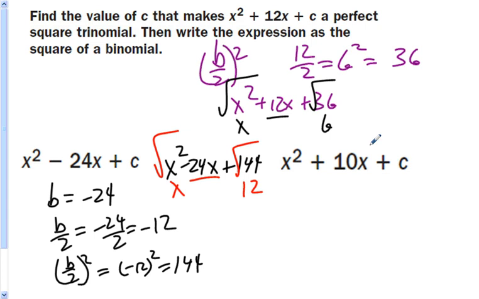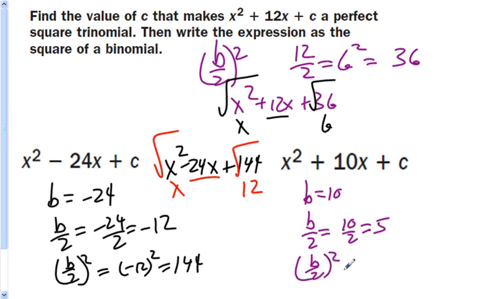And this was done in a previous example, x squared plus 10x plus c. Again, b is equal to 10. I want to take the b and divide it by 2, so that would be 10 divided by 2 equals 5. Then I want to square that b divided by 2. So I take the 5, I square it, I get 25. So in the place of the c, I'm going to put a 25.